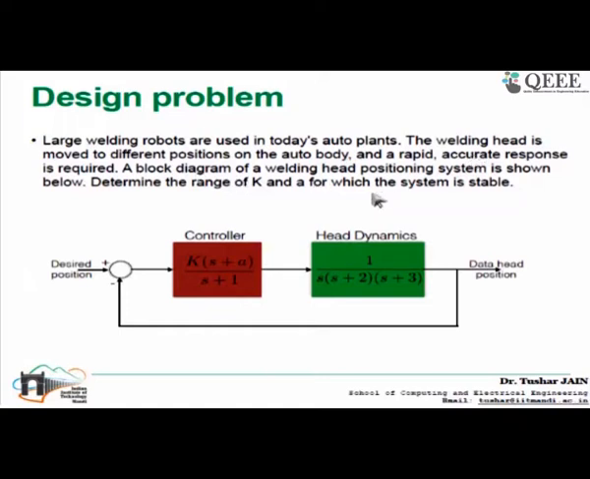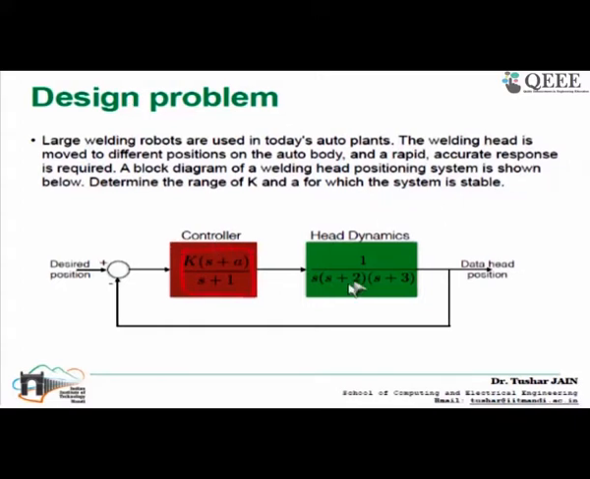So the block diagram of a welding head position system is shown below, where the head dynamics is given by a third order system. Okay, now you need to determine the range of K and A for which the system is stable. Now my controller is of this form, and so this is my G of S and this is my C of S, right? So now you need to find the range of K and A for which this overall system is stable. Just the stability is the performance specification here, forgetting about all the other specifications.